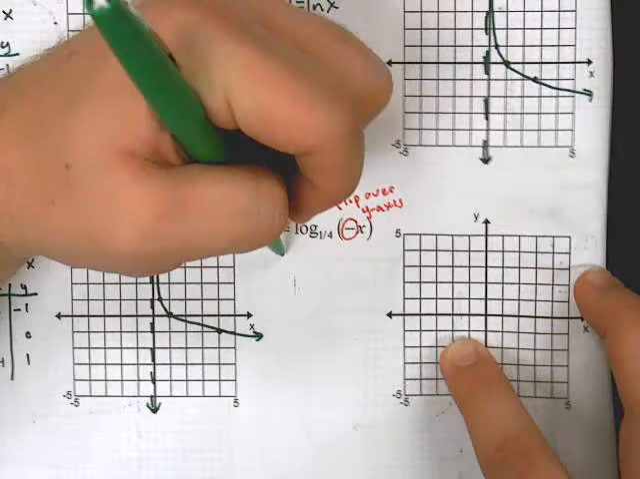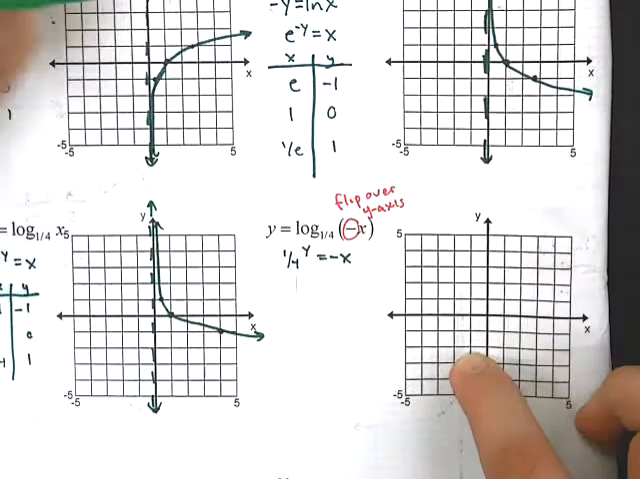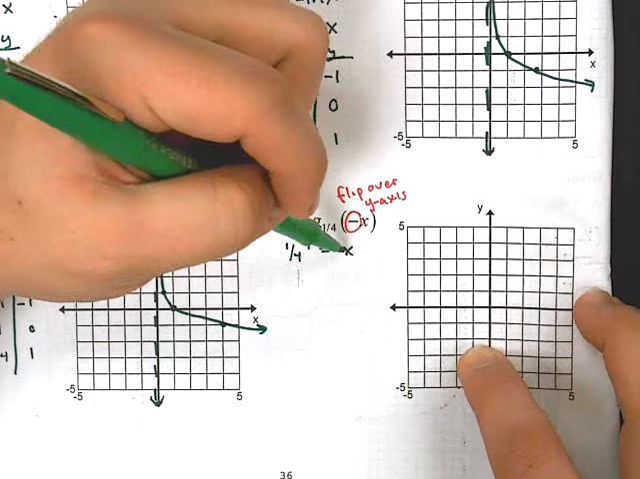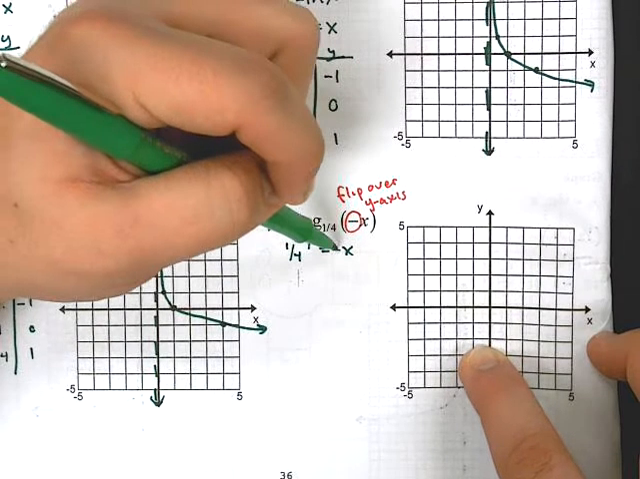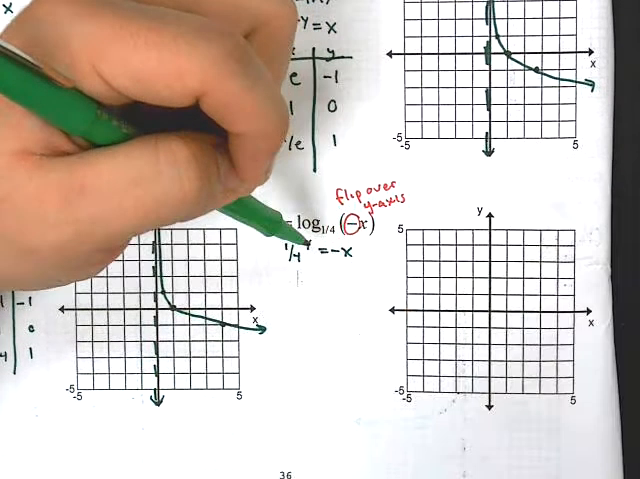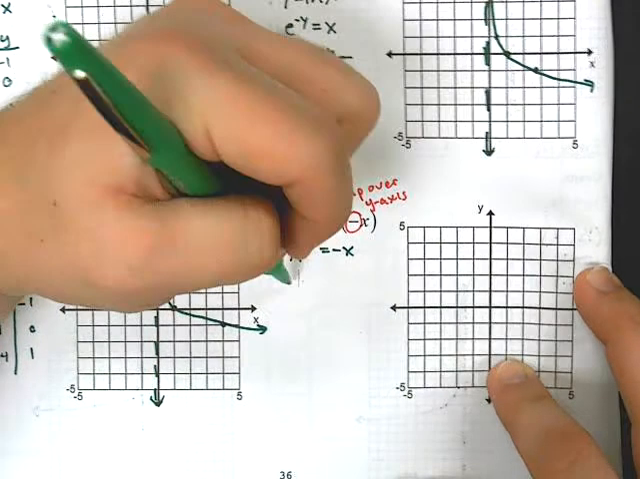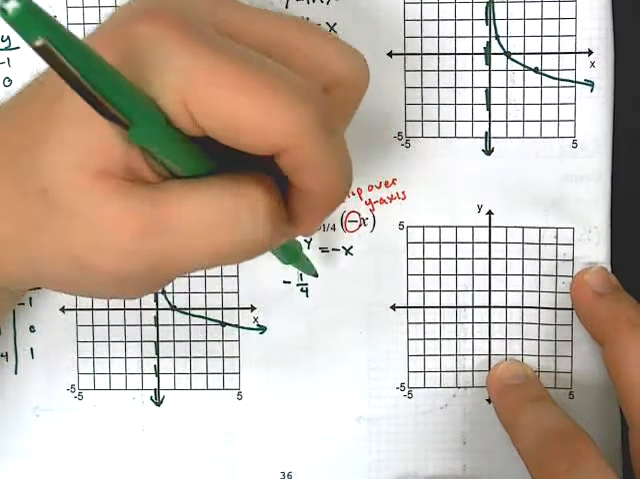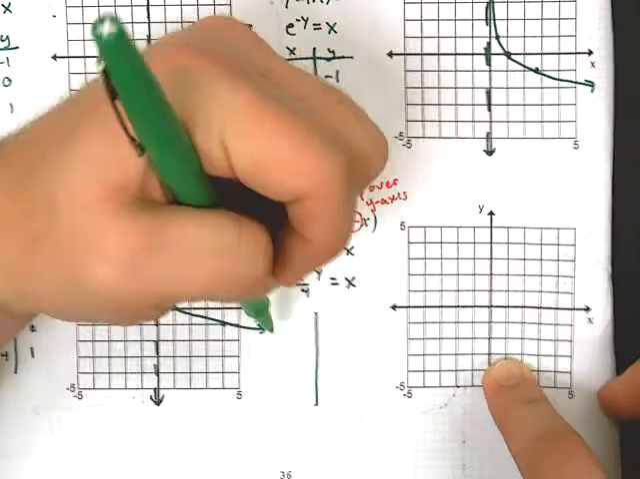So we have our log, so we can go 1/4 to the y is equal to negative x. But I would want you to just remember that it's going to be way easier, like for plugging in y values, I would want anything that has to do with evaluating on the same side as the y. So I would make this negative 1/4 to the y is equal to positive x, and now I could make my table.